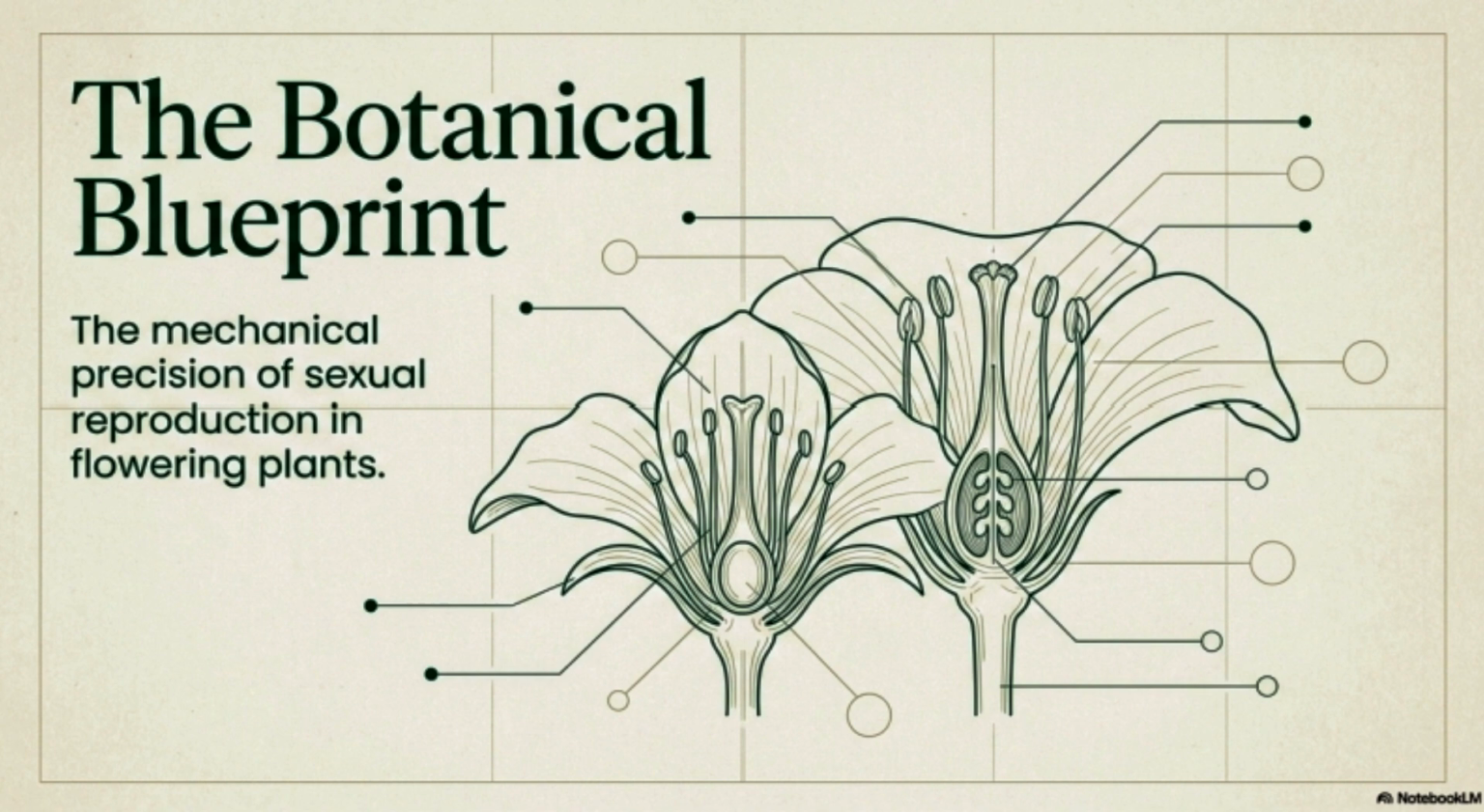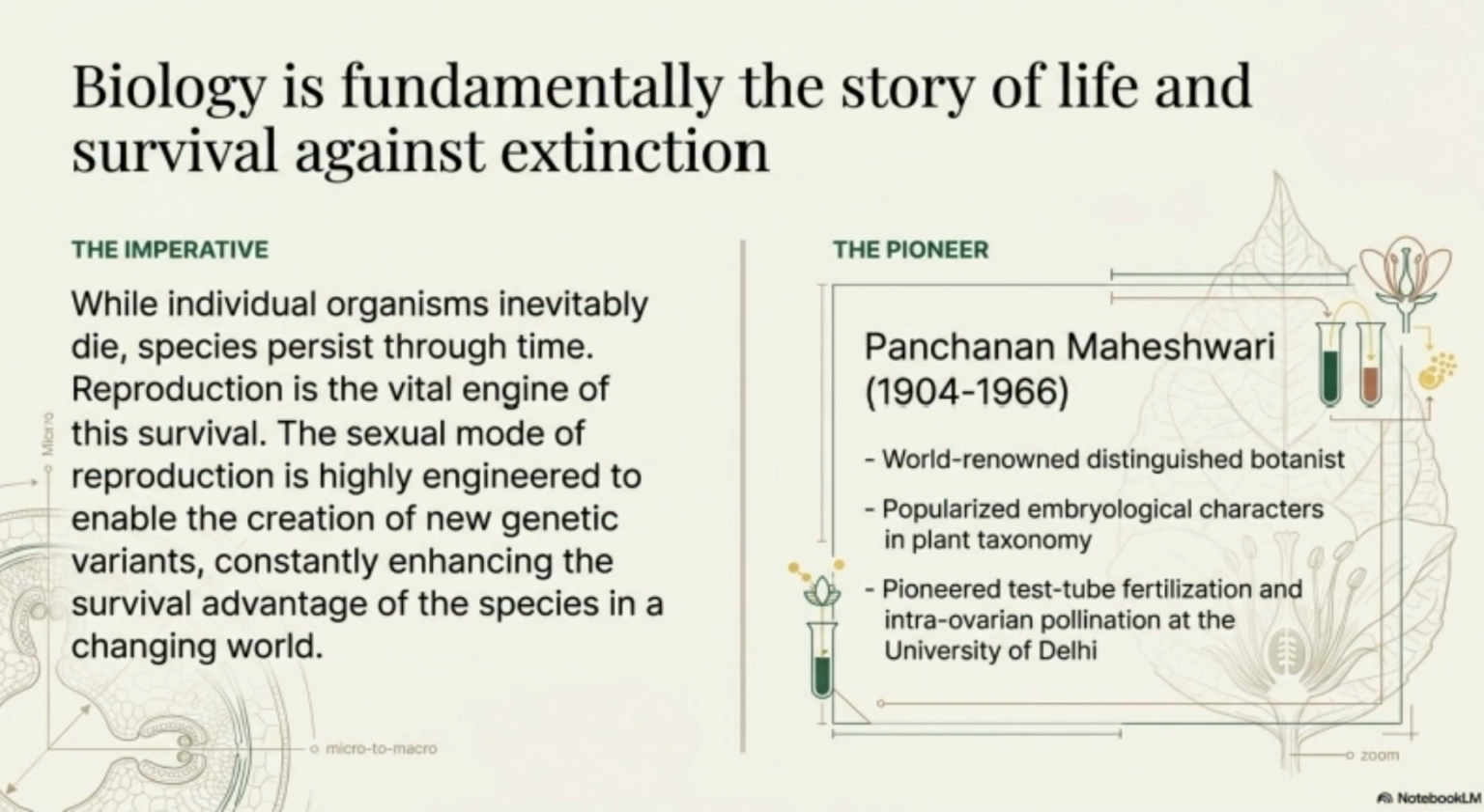Today, we are diving deep into what I like to call the botanical blueprint. Have you ever looked at a flower and thought it was just a pretty object? Well, think again. From an evolutionary standpoint, a flower is a highly precise, beautifully engineered machine designed for one ultimate purpose: sexual reproduction. Let's break down how this mechanical masterpiece works.